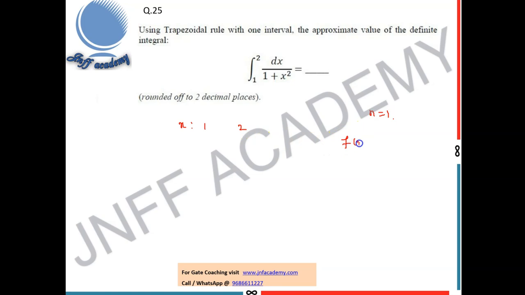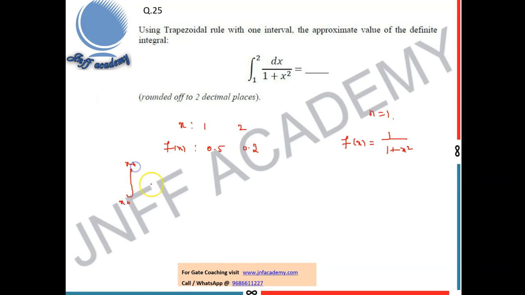What is f of x? That is also y of x. That is 1 by 1 plus x square. So at x equal to 1, what is f of x? That is 1 by 2, 0.5. And at x equal to 2, 2 square 4, 1 by 5, that is 0.2. This is the table. Now you can use the trapezoidal rule formula.